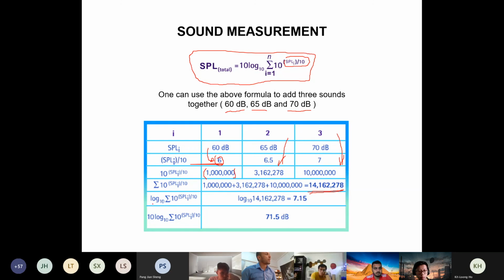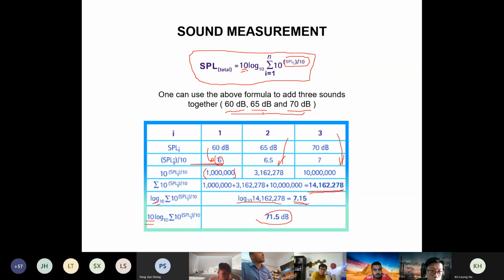After that, you apply the logarithm base 10. Remember, this is logarithm of 10 to this number. We will find 7.15. After that, you multiply by 10. As you can see, there is 10 here, so you multiply by 10. As you can see now, the combination of these sound levels, 60, 65, and 70, they produce only 71 decibels.